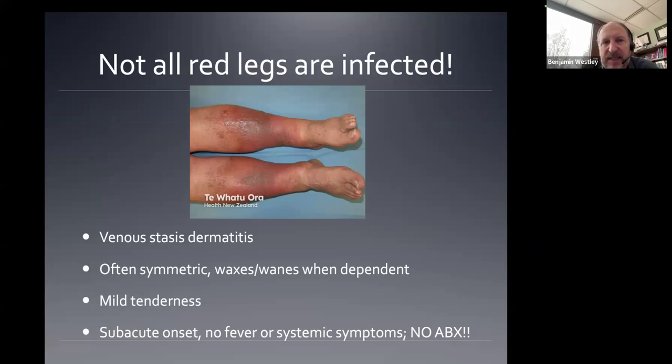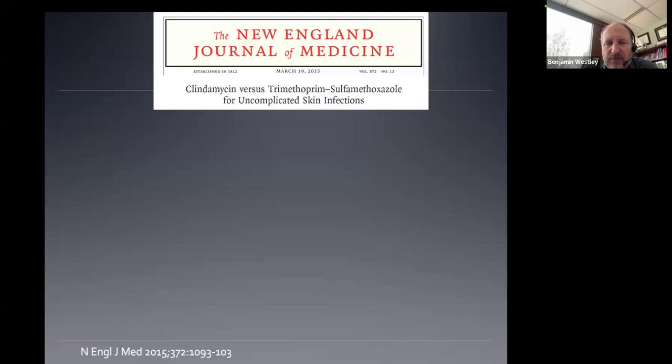This is a picture of venous stasis dermatitis. This is a person with chronic edema. The legs will get red when they're held dependent, and then they'll get a little better when propped up. They will have looked like this for weeks or months. They won't have fever, flu-like illness, or systemic illness, and there could be tenderness, but it will not be severe pain. This is venous stasis. It's not cellulitis. That should not be treated with antibiotics because it's not an infection.